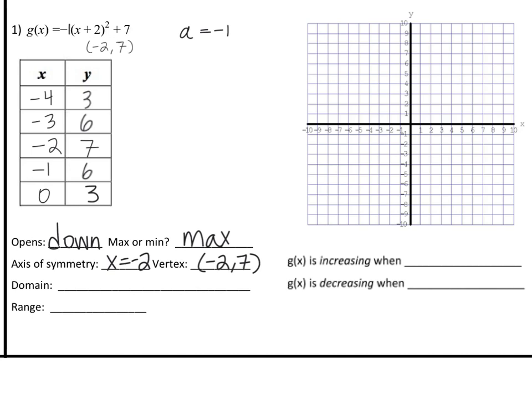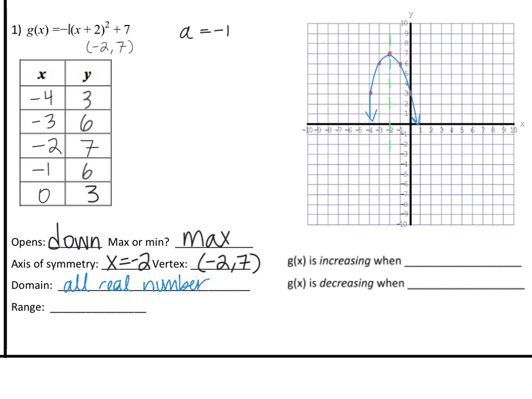Go ahead and graph your 5 points, please, from the table. Once you have your 5 points graphed, we want to connect it with a smooth parabola. Our axis of symmetry is here, down the middle. That's our line of symmetry. So x equals -2. Domain never stops from left to right, so domain is all real numbers.